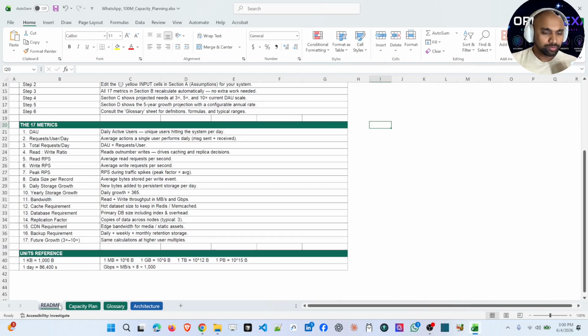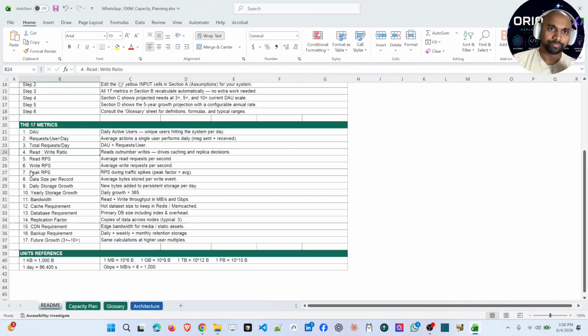Let's go ahead and see the README. What are the parameters we are considering to do the capacity planning for this kind of application? Here we are using daily average requests per day per user. We have seen around 40 requests per day per user. Then total requests per day, that is DAU times requests per day per user. And then the read ratio, that is read RPS, write RPS, peak RPS, and these come under requests per second.